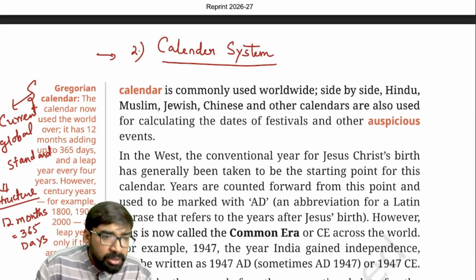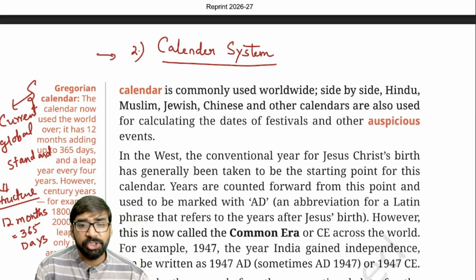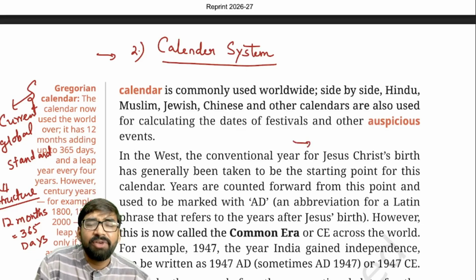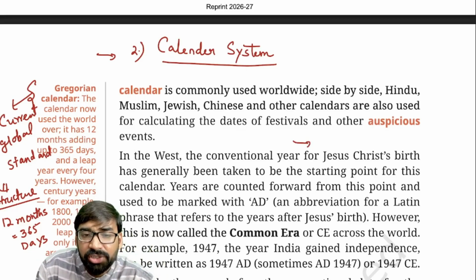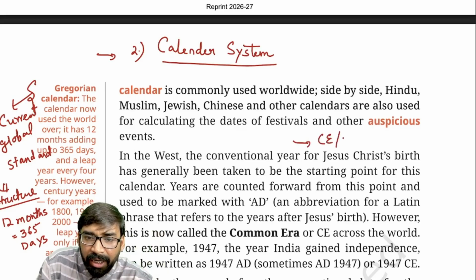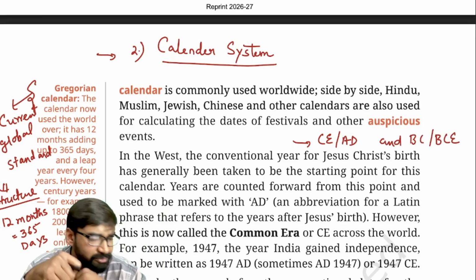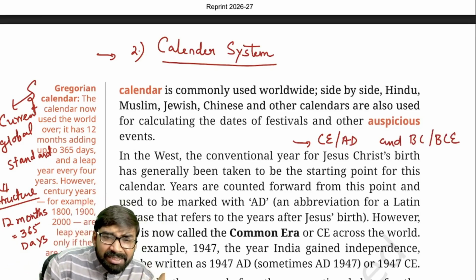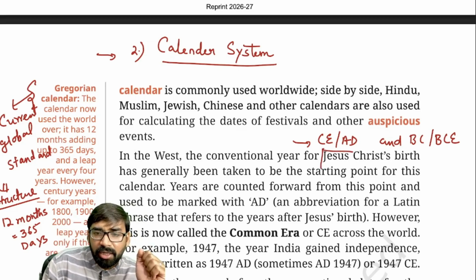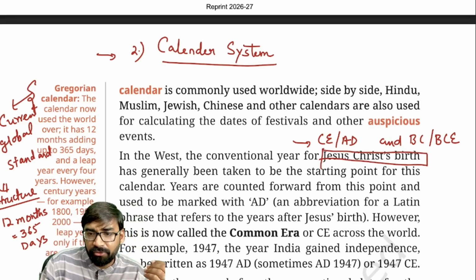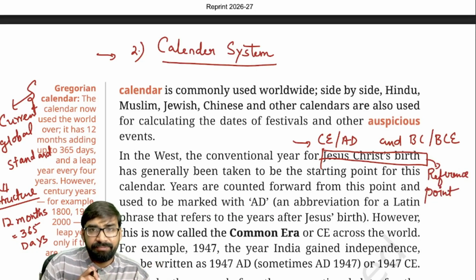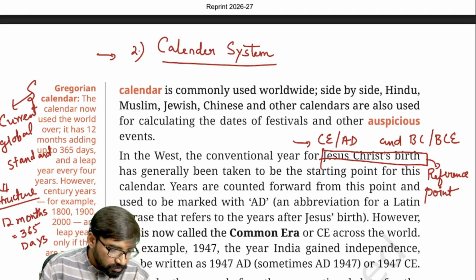Now, the question here is, sir, we have seen various notations in history like CE or AD, as well as BC or BCE. Now, what is the reference point here? When we talk about calendars and dates, the reference point is the birth of Christ.